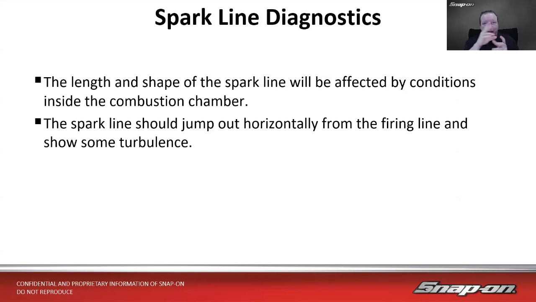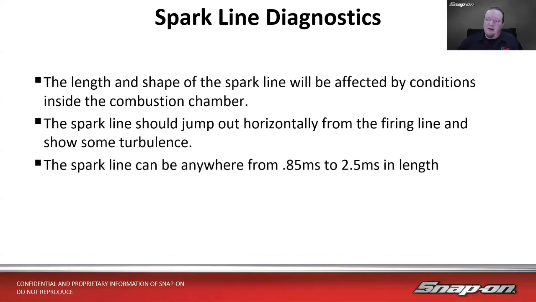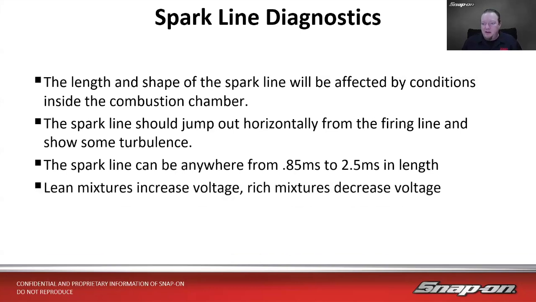Turbulence means that I have a fairly homogeneous mixture in there. It's going to be a little richer in one spot, a little leaner in one spot, so I get these little variances in the spark line. It can be anywhere from 0.85 to 2.5 milliseconds in length as a rule of thumb. Lean mixtures are going to increase, rich mixtures decrease, like we said.